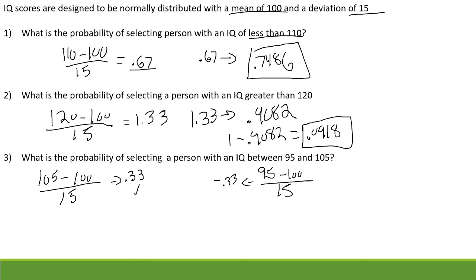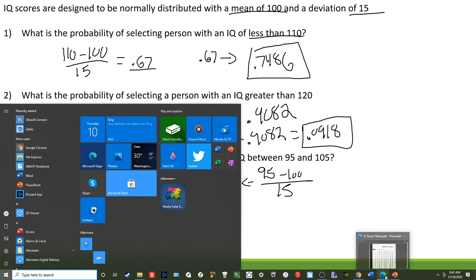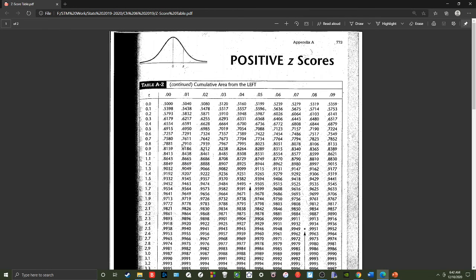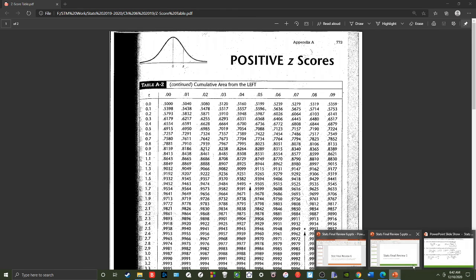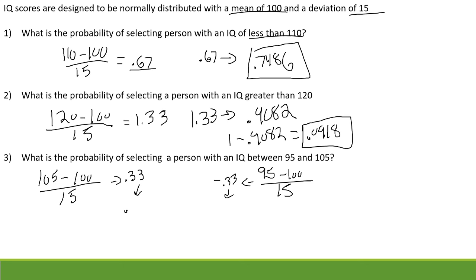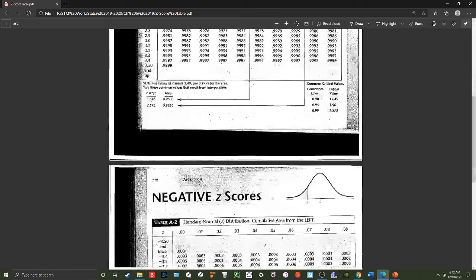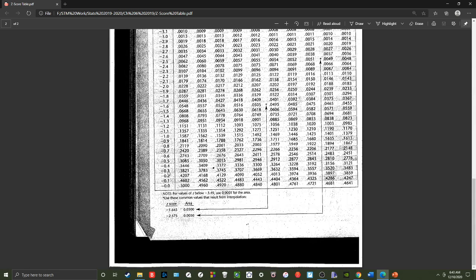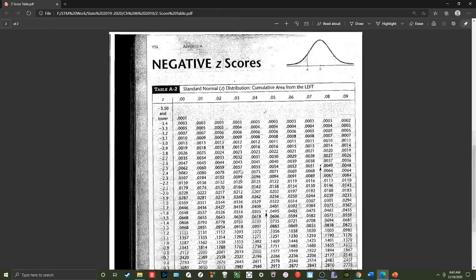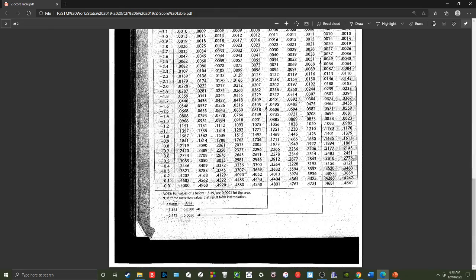Right? So now we're going to find the probability value for both of these. So let's go ahead and look in our table here. 0.33. So here's 0.3. There would be 0.33. 0.6293 it looks like. So 0.6293. That's 105 or less. Now let's get 95 or less. So that'd be negative 0.3 and then 0, 1, 2, 3. So it'd be 0.3707. Yeah, 0.3707.